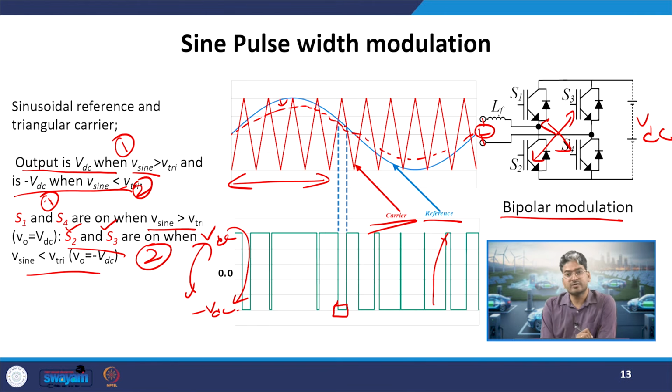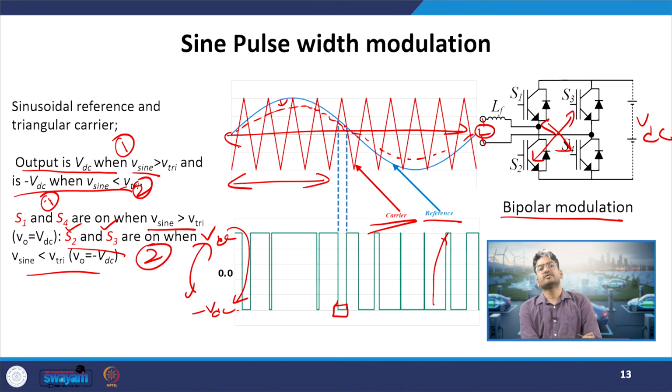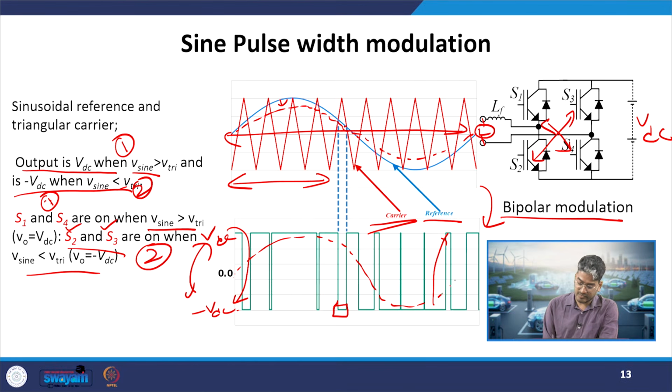How to change the frequency? Just by changing the frequency of this reference wave. Okay. Whichever is the frequency of the reference wave, that will be generated over here. So, if I connect a small filter over here, I will see that this will be having the same frequency. So, it will be having a sine wave which will be exactly following the graph.